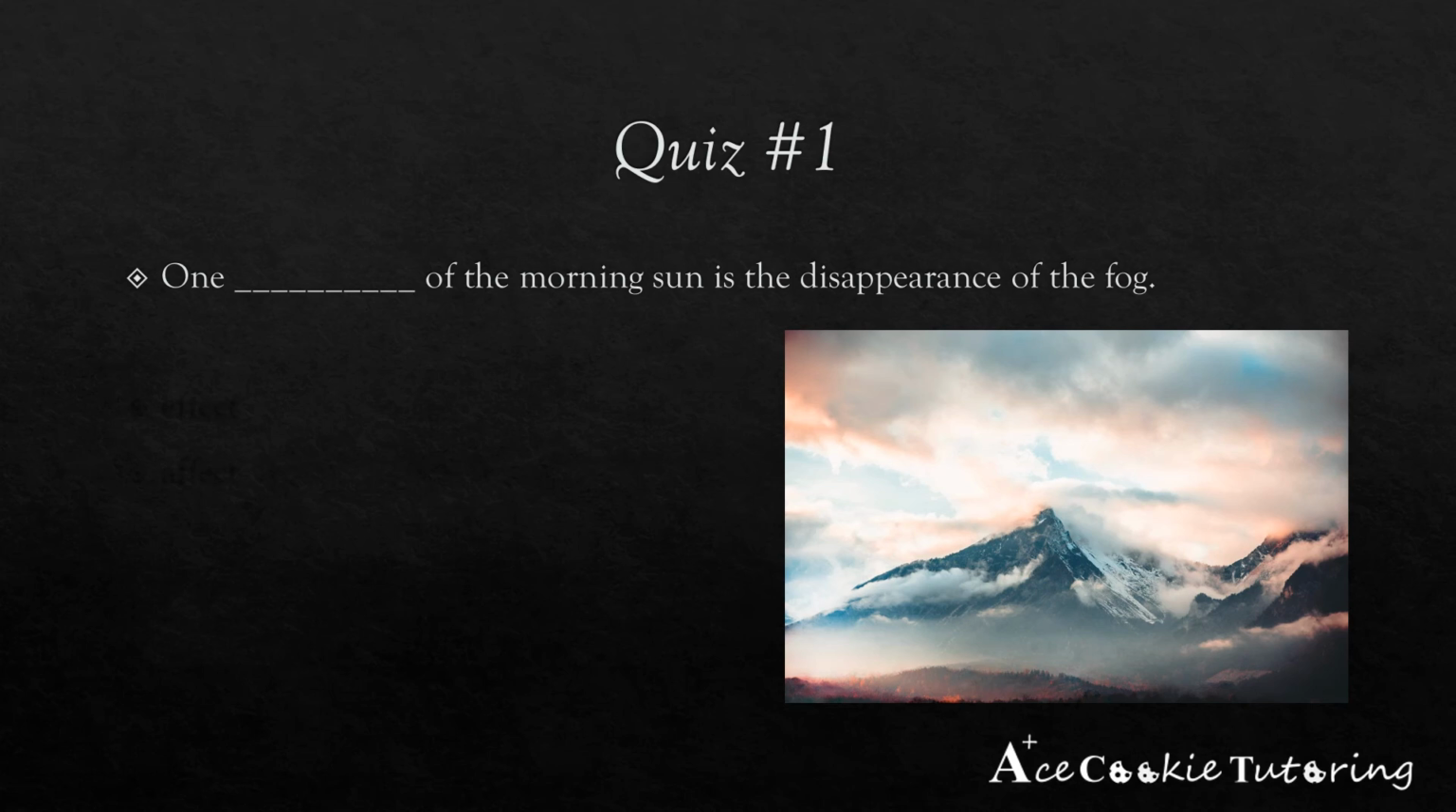So our question: one blink of the morning sun is a disappearance of the fog. We have two choices, effect and affect. Think about what Cynthia just told you. Are you ready? The answer is effect. Effect is not a verb, and we do not need a verb in this case. That is why effect is the correct answer.